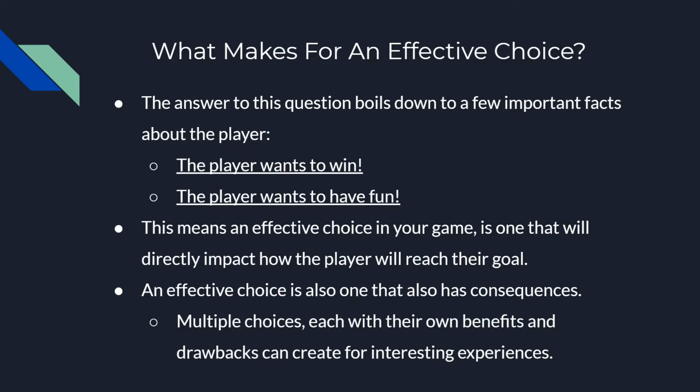So this means an effective choice in your game will, in the end, affect the goal. We talked earlier about branching paths leading to one destination, but each branching path is a different experience for the player. And depending on which path, it might appeal to different players. Maybe there's an optimized path, or a more fun path, or a more challenging path, stuff like that. And also certain effective choices might have consequences.